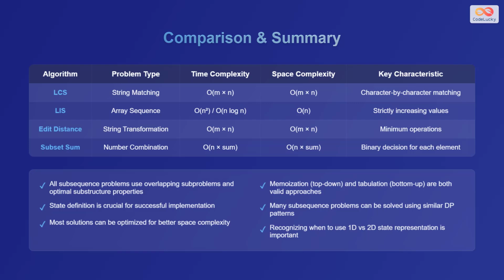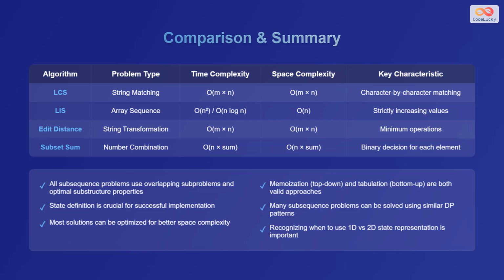Next, edit distance. This is a string transformation algorithm with a time complexity of big O of m times n, and a space complexity of big O of m times n, where m and n are the lengths of the input strings. The key characteristic is that it calculates the minimum number of operations to transform from one string to another. Finally, there is the subset sum algorithm. This is a number combination algorithm with a time complexity of big O of n times sum, and a space complexity of big O of n times sum, where n is the number of values in the set, and sum is the target sum. The key characteristic is that there is a binary decision for each element in the input set, that is, to include it or to exclude it from the sum.